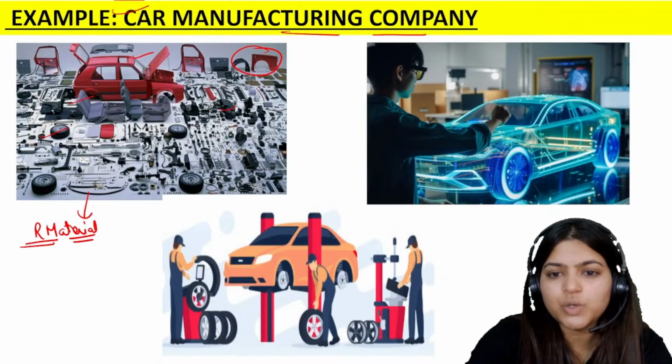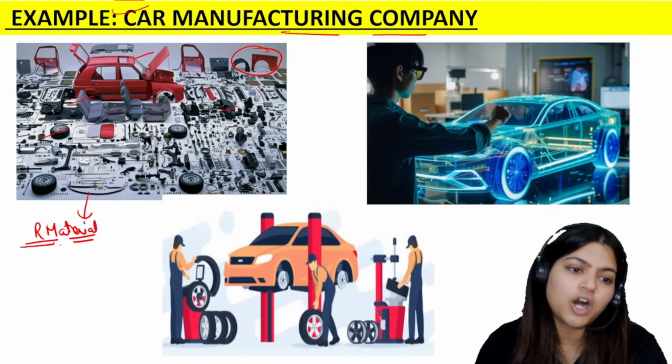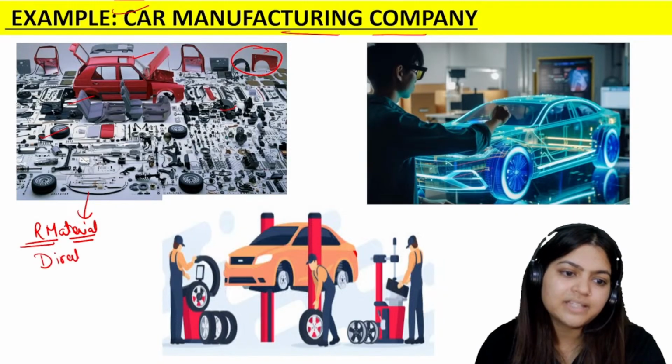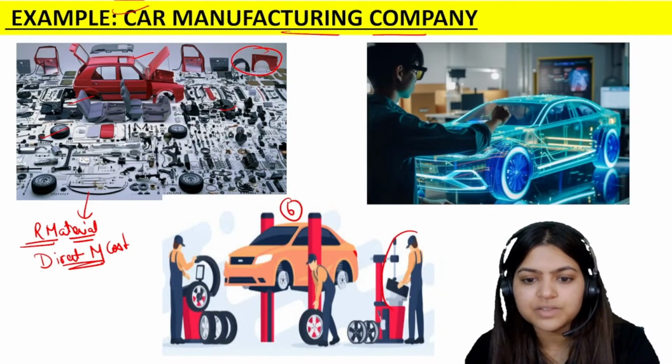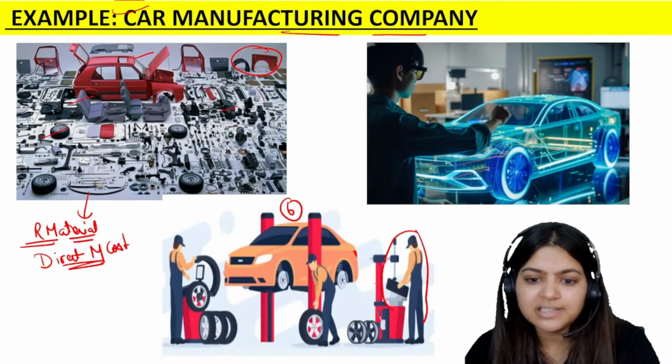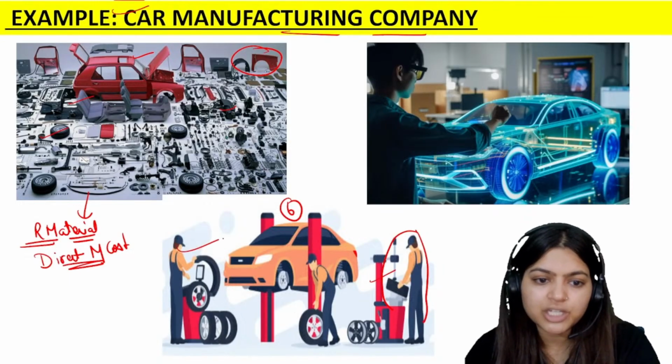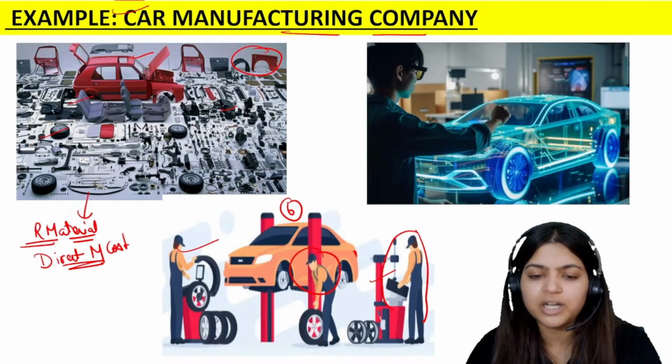This raw material is going to be direct or indirect? Of course, direct. Yes, direct material cost. Now, coming to the next, this is the B picture. Here you can see all your workers. Yes, all your workers are assembling, checking the tire pressure, and fixing all your products.